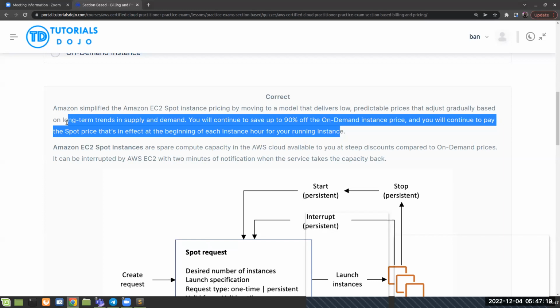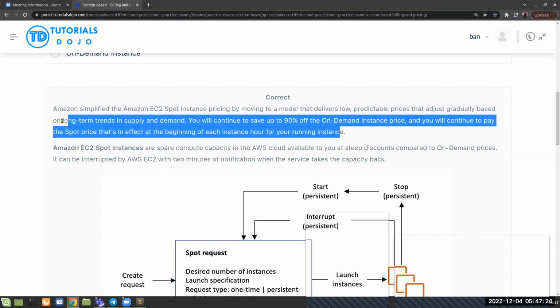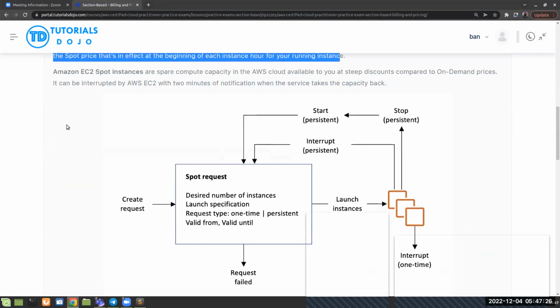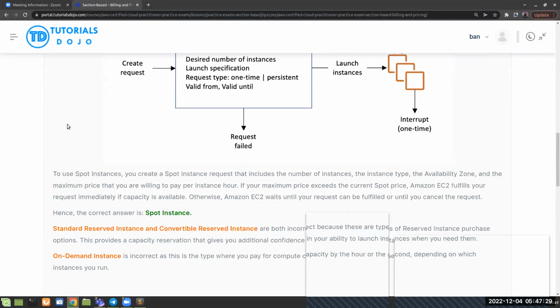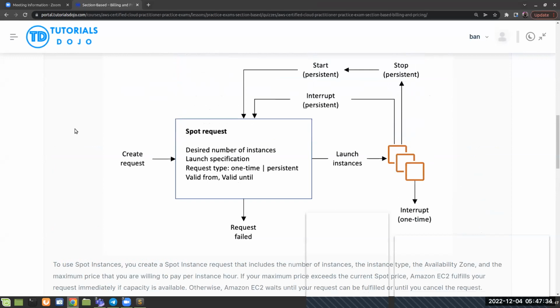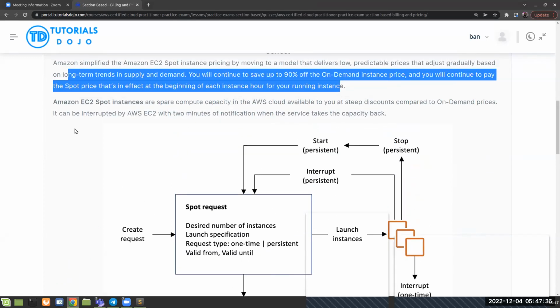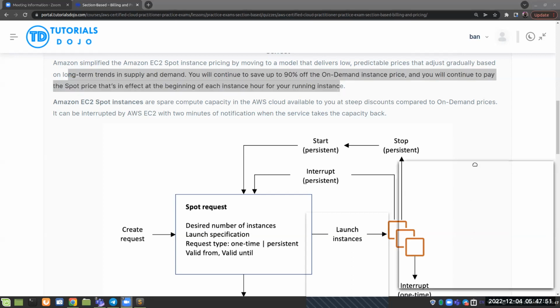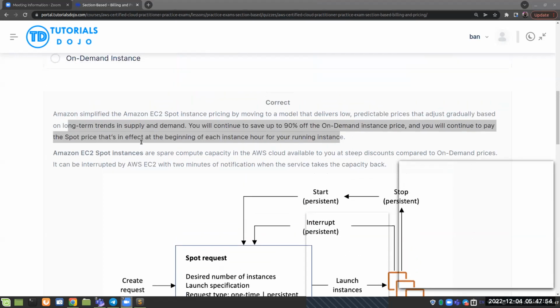So is there anyone who wants to explain what spot instances are, how they come about? Anyone who wants to try? Remember, if you're able to explain it, you remember it better. Just in your own words, what are spot instances? Okay, so let me explain how they come about and then you can try to remember that.